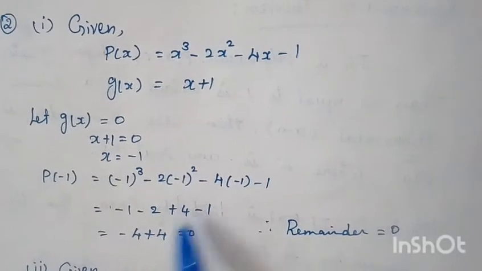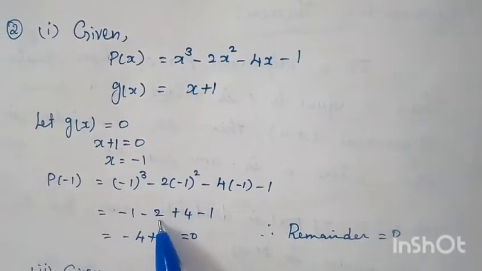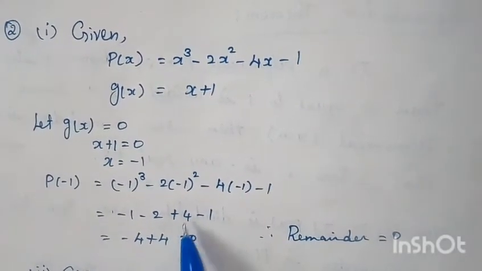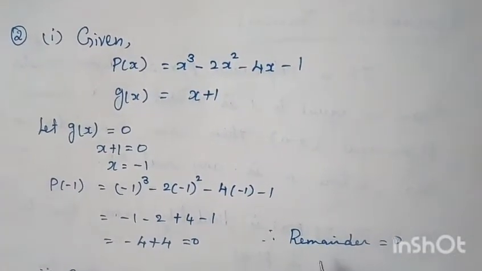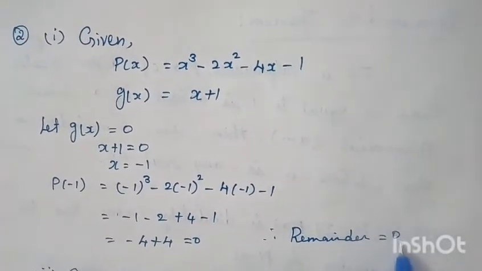Now you have to simplify this. Negative values: minus 1 minus 2 minus 1, that is minus 4. One positive value, plus 4. So it becomes 0. So therefore remainder equal to 0.